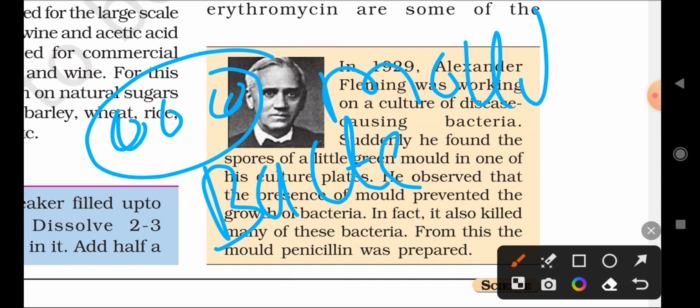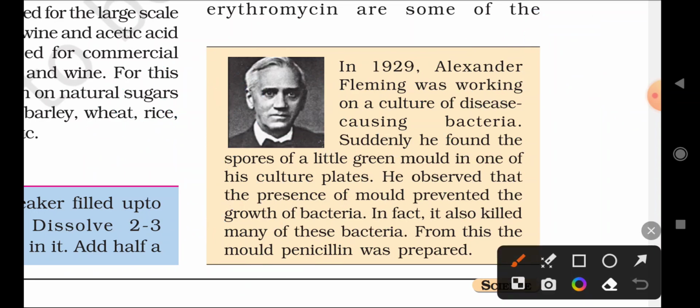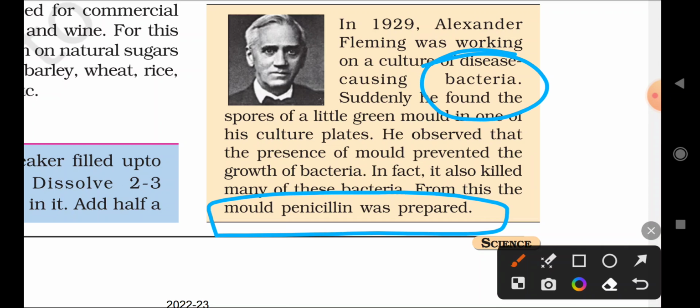So these small spores of mold can stop the growth of bacteria. Remember that. In fact, they also killed many of these bacteria. These spores of green mold kill the bacteria. From this mold, penicillin was prepared, and this penicillin antibiotic kills bacteria. So penicillin was prepared by whom? Alexander Fleming in 1929. By chance he got the antibiotic called penicillin, which kills bacteria.